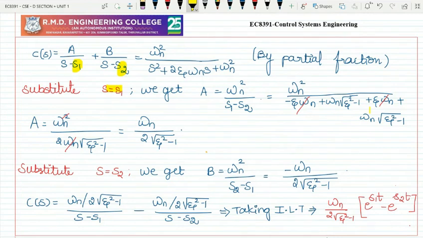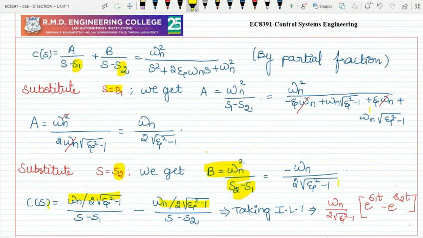In the same way, I substitute s equal to s2, and my B value will be omega n square divided by s2 minus s1. Once I take the difference between these two roots, s2 minus s1, I get my final answer as minus omega n by 2 into root of epsilon square minus 1. Now my A answer and B answer are ready. Now we substitute into C of S. This is my A value, this is my B value, and the bottom, we know, has S minus S1 and S minus S2. Now, as usual, you take the inverse Laplace transform. The numerator term is a constant.